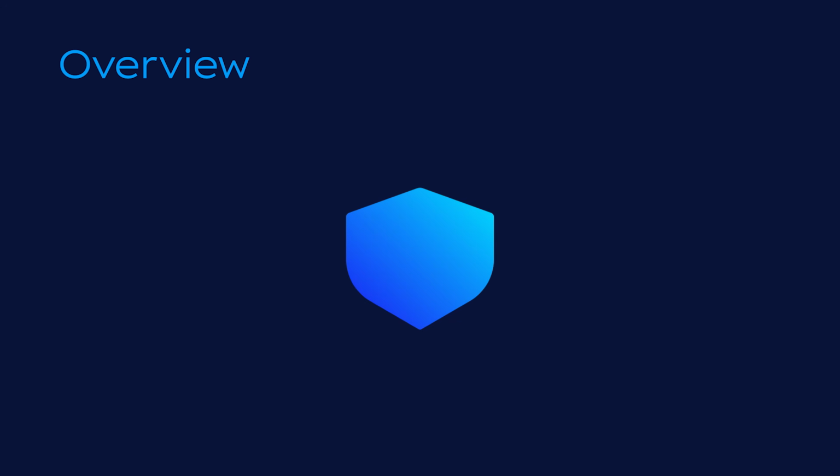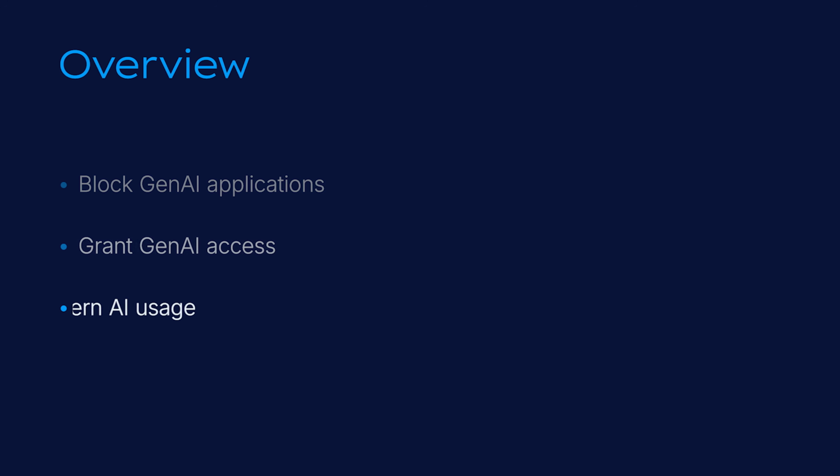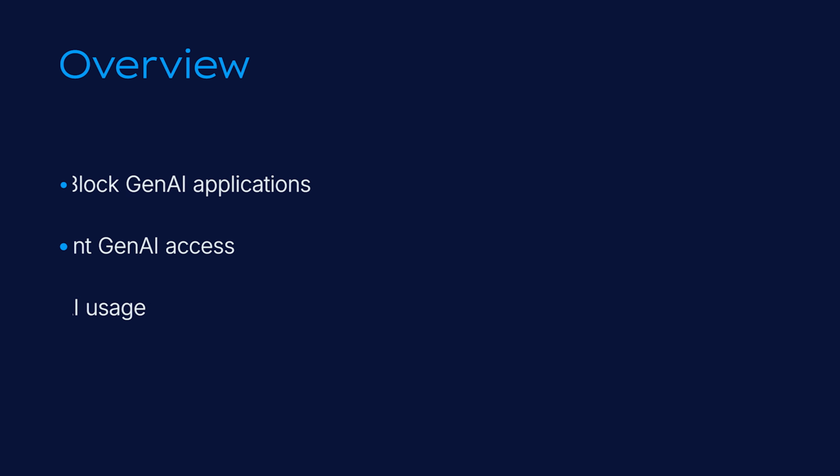Sophos Workspace Protection helps with comprehensive governance through its protected browser and secure DNS. Today, I'll demonstrate how to block Gen AI applications across multiple platforms, grant access to specific actions for Gen AI apps, and govern AI usage by allowing only sanctioned AI apps with last-mile controls.